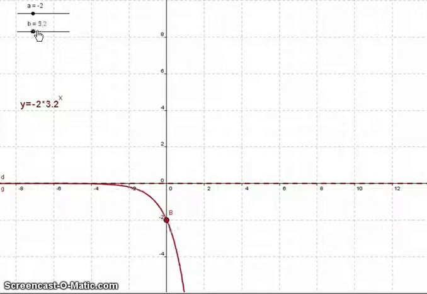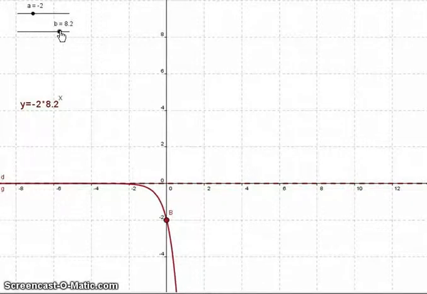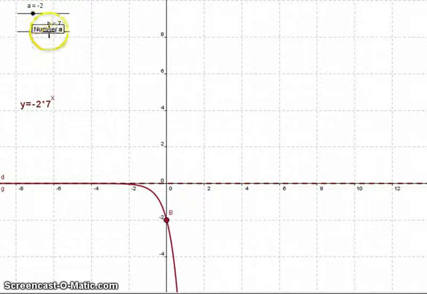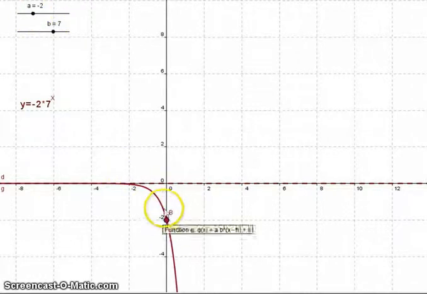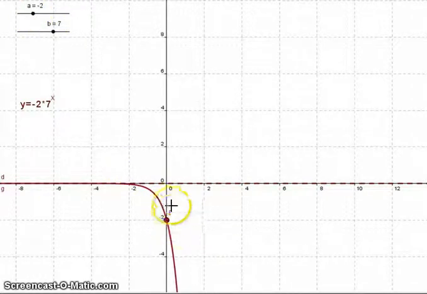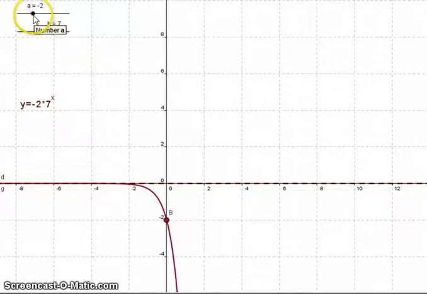So whether I have 2 to the x, 3 to the x, anything, let's say I have 7 to the x, that point at (0, 1) still gets multiplied by negative 2, and 1 times negative 2 is now just at negative 2. So you can always tell that a value by the y-intercept if you don't shift anything left or right, or up or down.